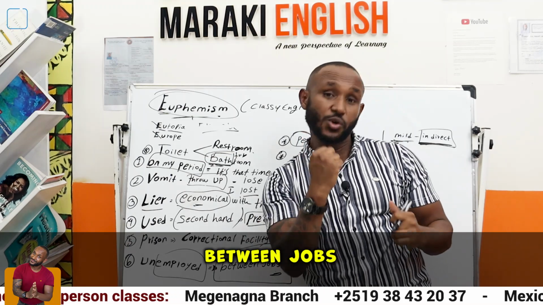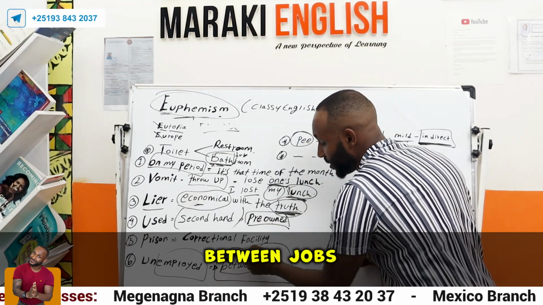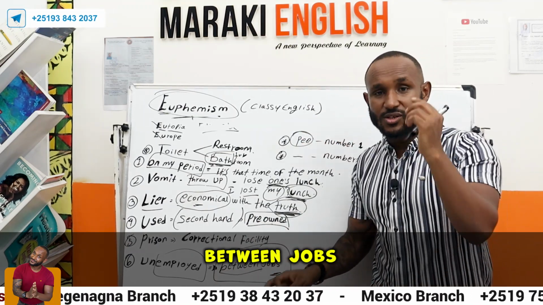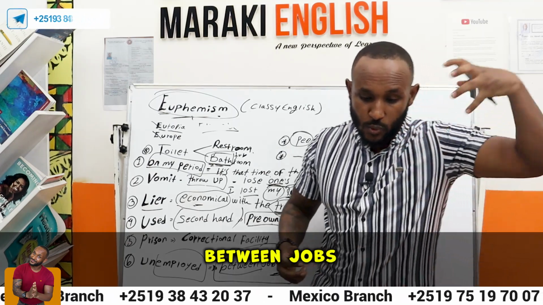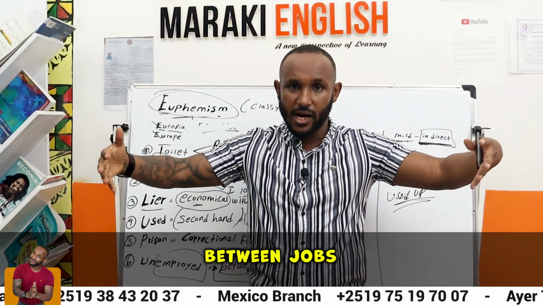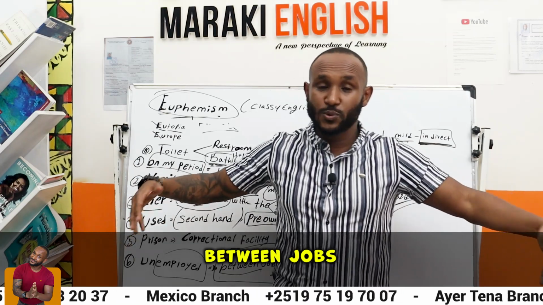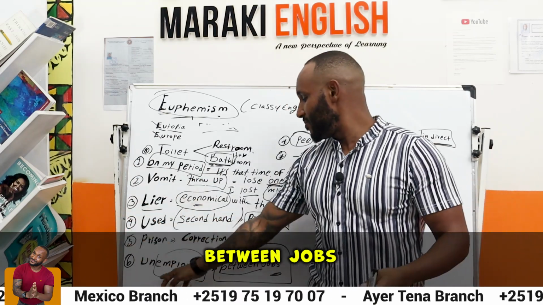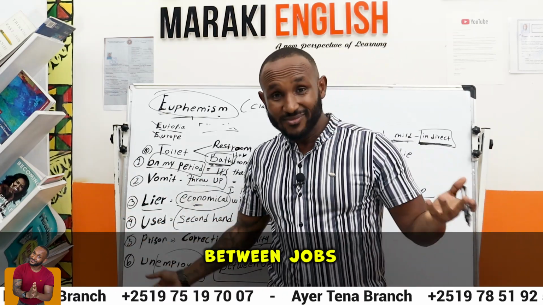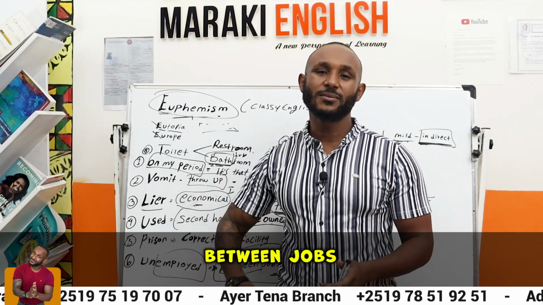I am between jobs. How many jobs? Two. Why? Because between is usually used for two things. There's one thing on the left and the other thing on the right, so I am between them. I am between jobs. It means I don't have any job. I'm unemployed. Nice way, right?